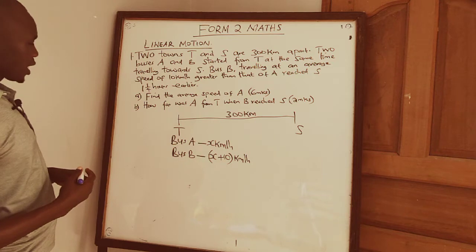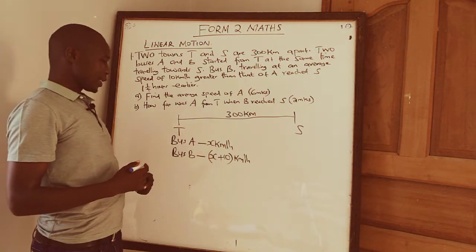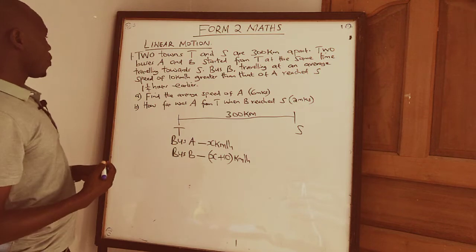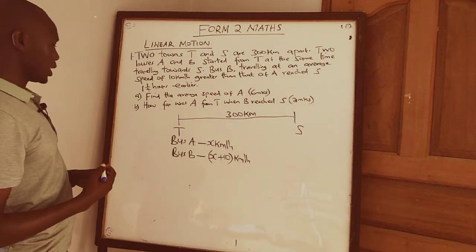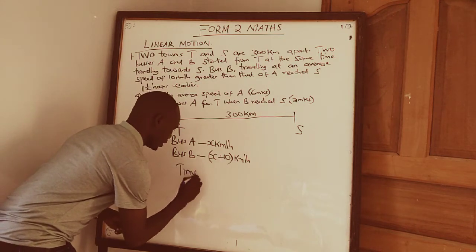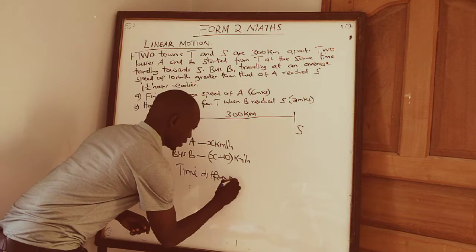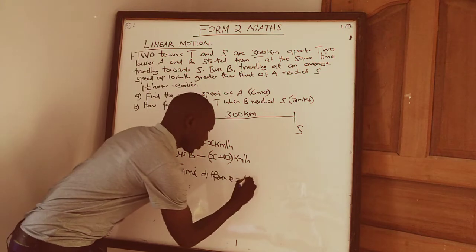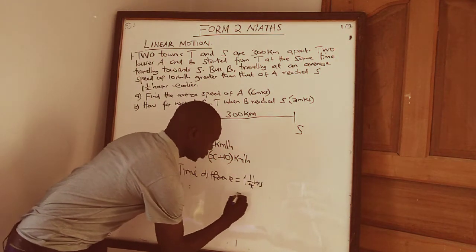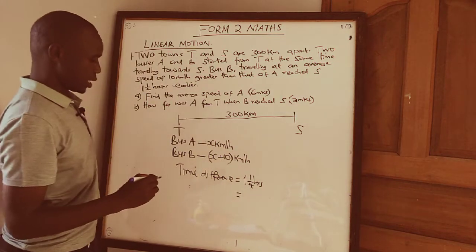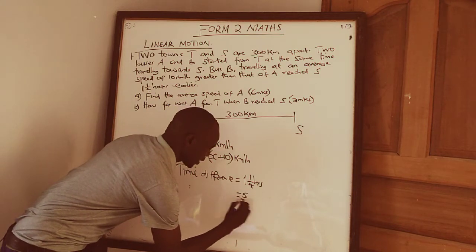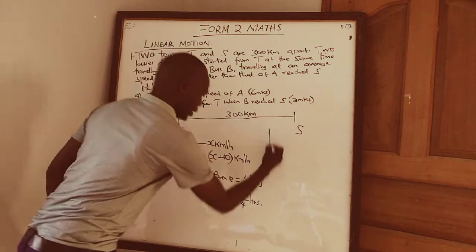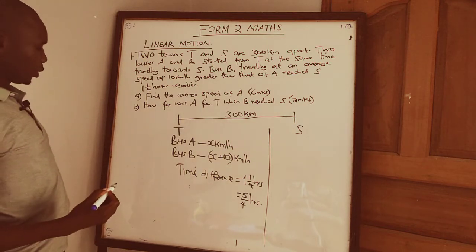Then bus B, traveling at 10 kilometers per hour greater than A, reached S 1.25 hours earlier. So the time difference, that is the time of arrival, we have 1.25 hours, translating to, if we convert this into an improper fraction, 5/4 hours. Now, from here, we can be able to work out the question.